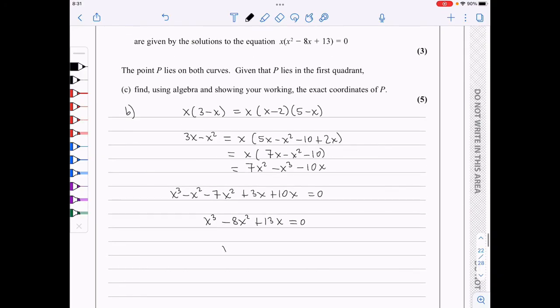I will factor out the x and I get x(x squared minus 8x plus 13) is equal to 0, which is exactly what I had to show. So, as required.